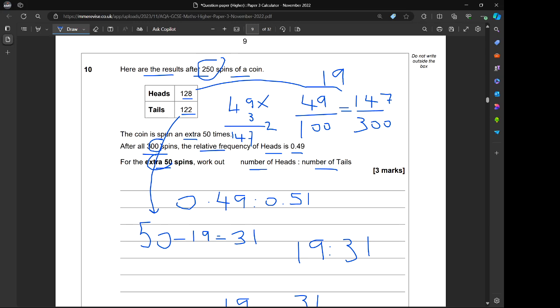relative frequency is just a factor of 10 here. The probability of getting a heads is 0.49. So it was out of 300. The increase from 128 to 147, I added 19. So the remainder of that 50 was 50 minus 19, which told us the number of extra tails that was spun.